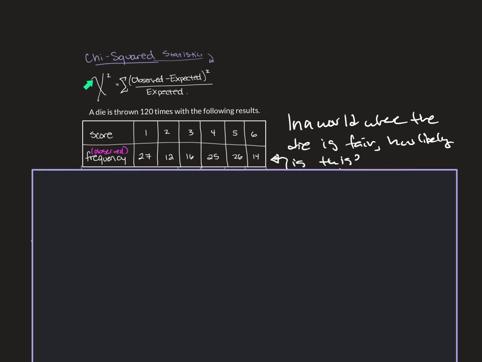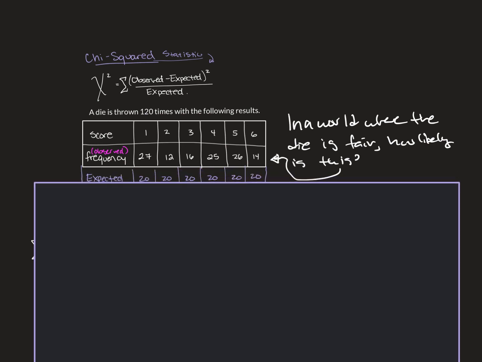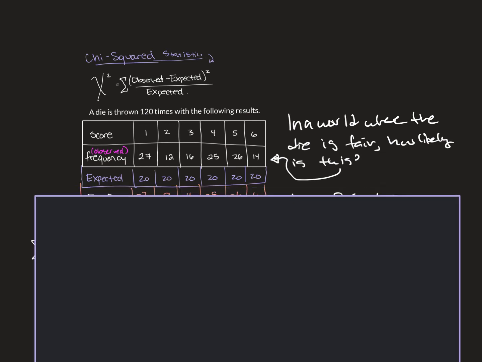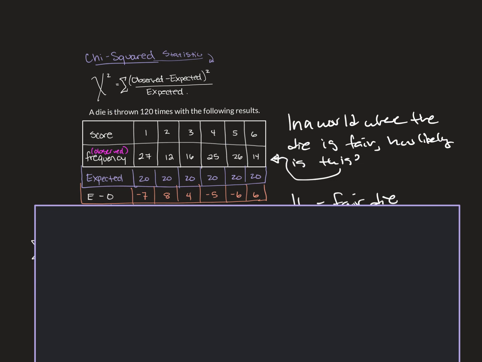So to calculate the chi-squared statistic, here's what we're going to do. First of all, we need to know what is expected. If the die is fair, I should have gotten 20s all the way across the board. I know that's not perfectly going to happen, but I should have gotten something like that. To get the observed minus expected, because we're going to square here, it doesn't really matter if you do E minus O or O minus E.